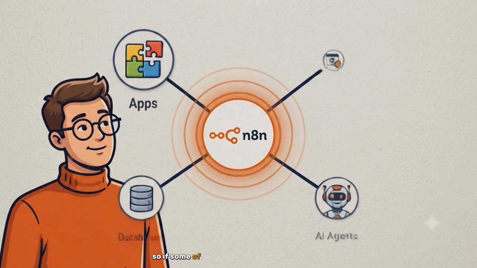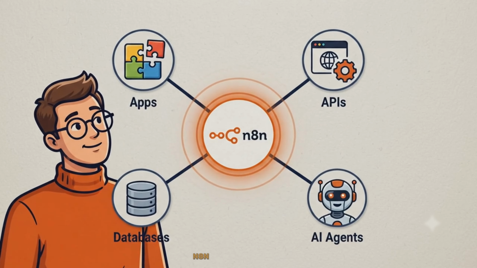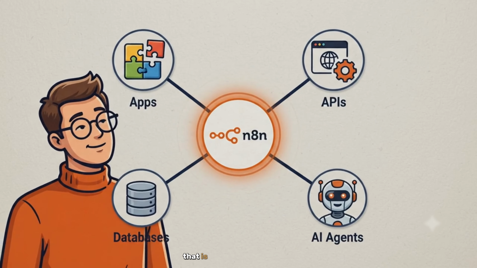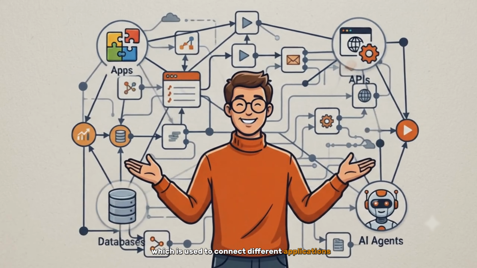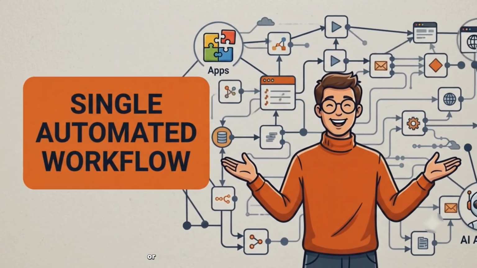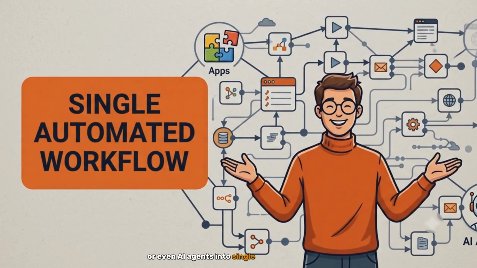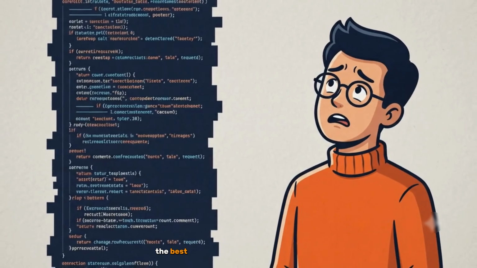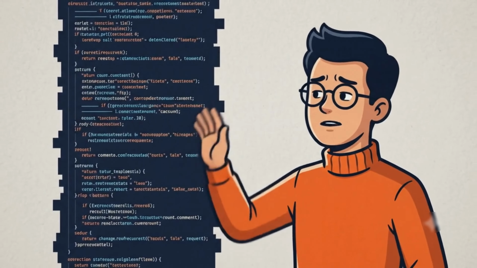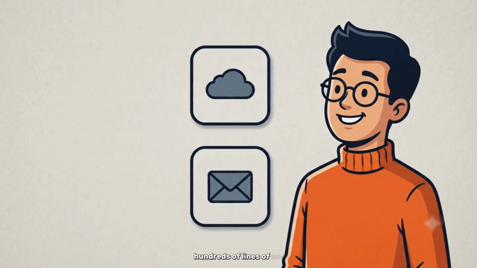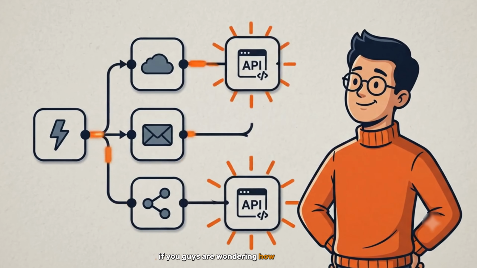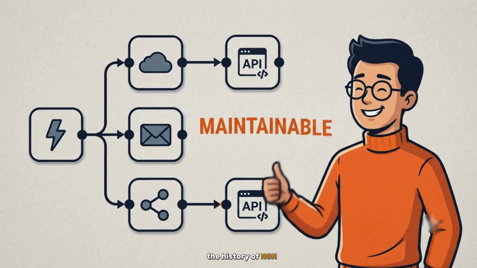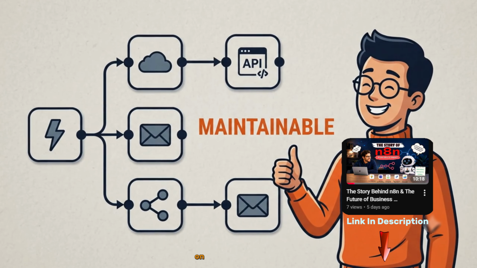Resend. So if some of you are wondering what n8n is, n8n is an automation tool that is completely open source, which is used to connect different applications, APIs, databases, or even AI agents into a single automated workflow. The best part of n8n is that you don't need to write hundreds of lines of code for integration between two apps. If you are wondering how n8n was created, the history of n8n, you can check out our previous video, linked in the description below.